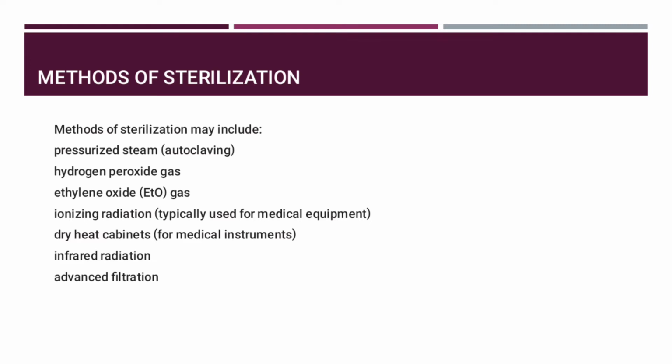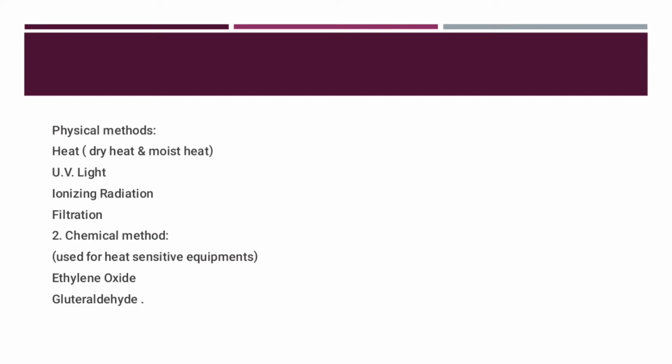Here we can speak about the methods of sterilization. Pressurized steam, that is autoclaving. We can use hydrogen peroxide gas, ethylene oxide gas, ionizing radiation. These are typically used for medical equipment, and dry heat cabinets for medical instruments, and infrared radiation, advanced filtration. Physical methods: heat, dry heat and moist heat, UV light, ionizing radiation, filtration. Chemical methods are used for heat sensitive equipment: ethylene oxide, glutaraldehyde.